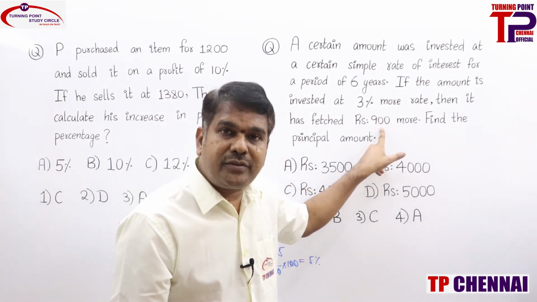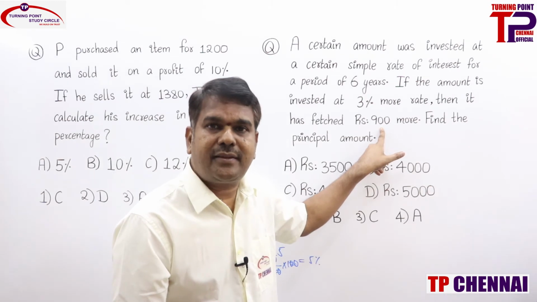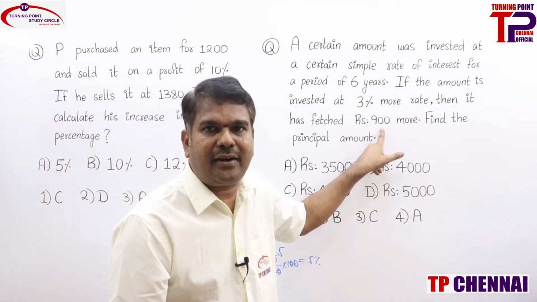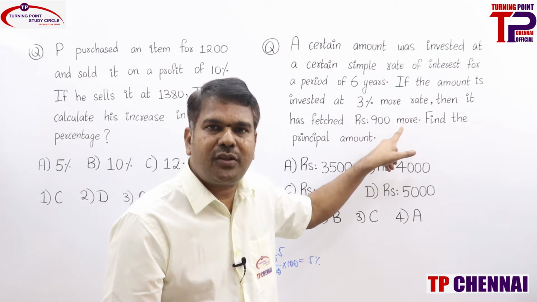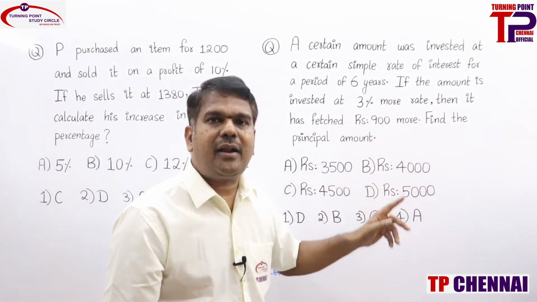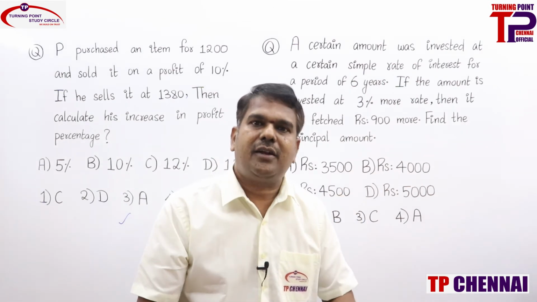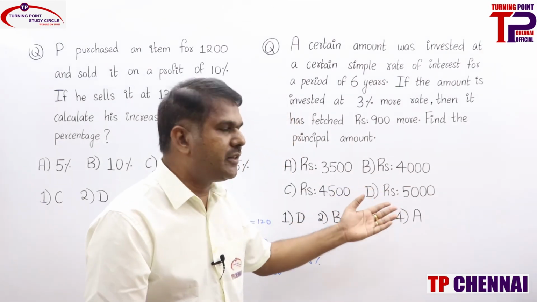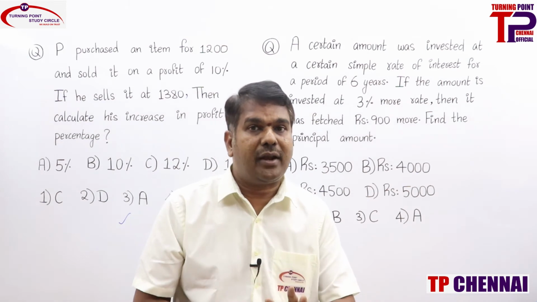18%. 18% of the amount, whatever he has invested, equals 900. Say the amount is X. 18% of X is 900, means how many times does 18 go into 900? 50 times. 18 fives are 90 and a 0. 50 into 100, 5000 is the answer. That's it. The amount invested is 5000. Without putting pen on paper, you can tell the answer.